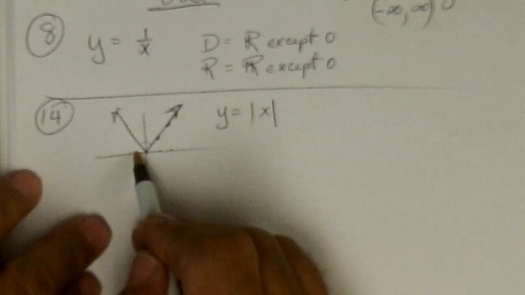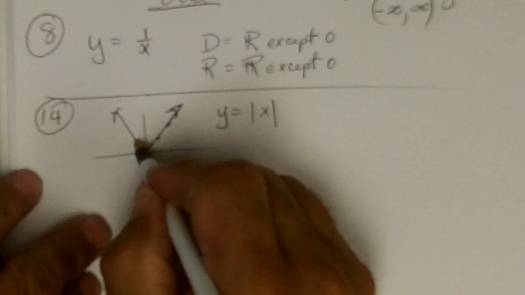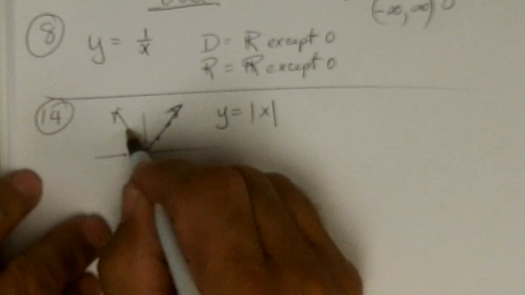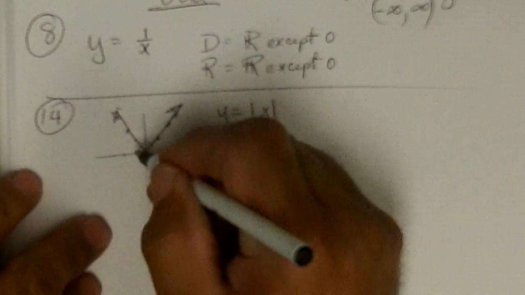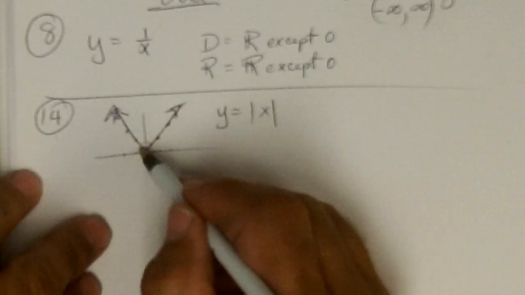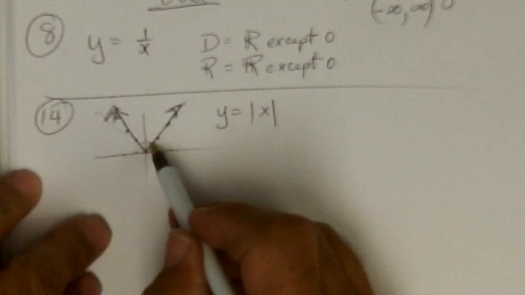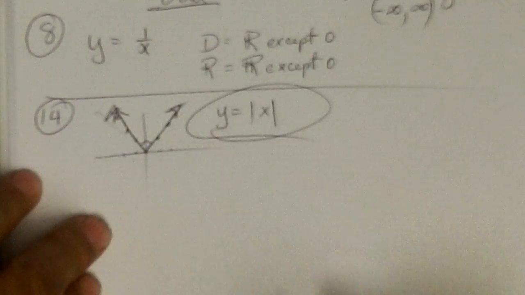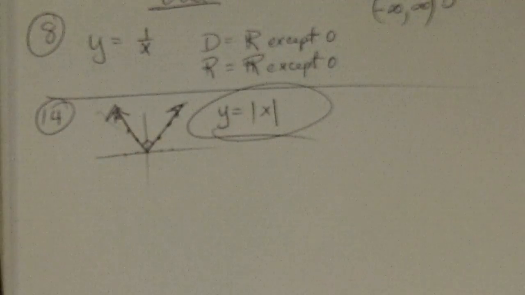If we put in -1, the absolute value of -1 is +1. The absolute value of -2 is +2. The absolute value of -3 is +3. And so this goes off at a 45 this way and a 45 this way, and so that's why there's a right angle in between. And that's the absolute value function. You are supposed to identify which graph is which, and that's the parent function for 14.